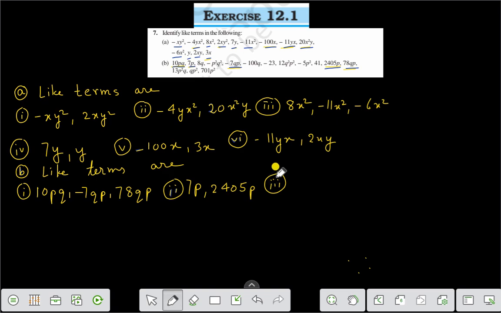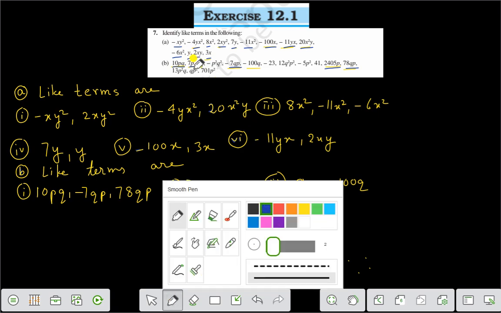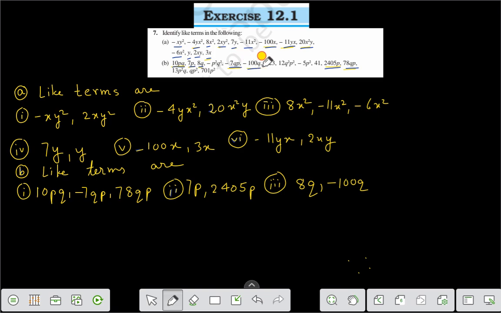The next value we will find, in 3, is the next like terms, that is 8q. It is fine, this is 8q, this one is 8q. Let us find q. This one is minus 100q. Therefore, you will get another two terms, and these two terms are 8q and minus 100q, right?